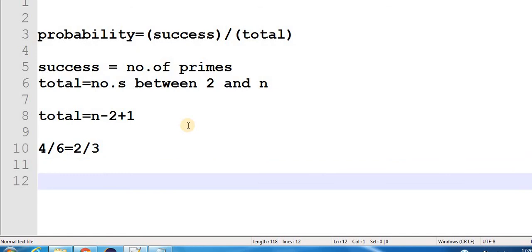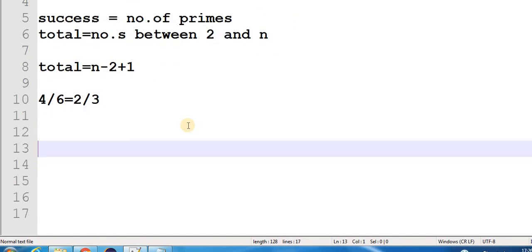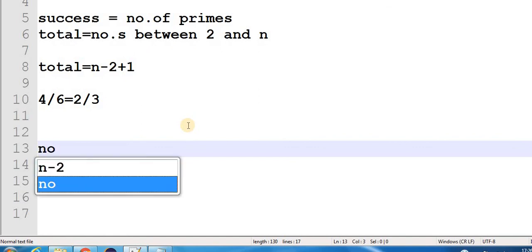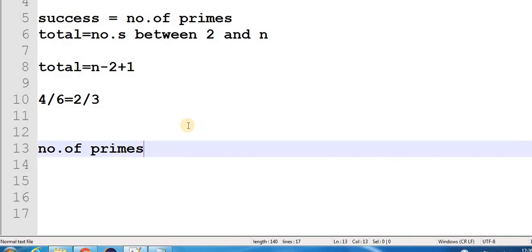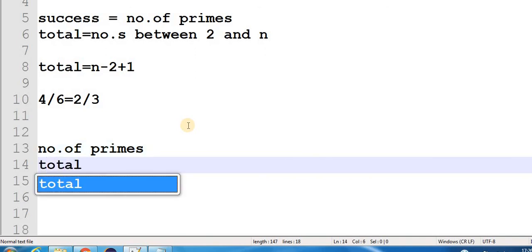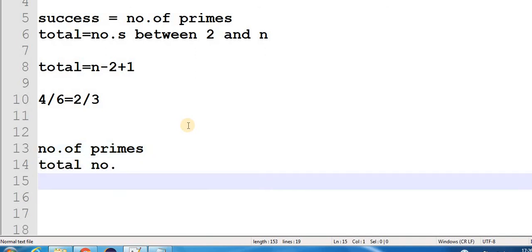So what's our aim in writing the logic? First we should find the total number of prime numbers. Later we should find the total number of numbers. Later we should convert the fraction probability into an irreducible fraction. Okay, let's go for coding.